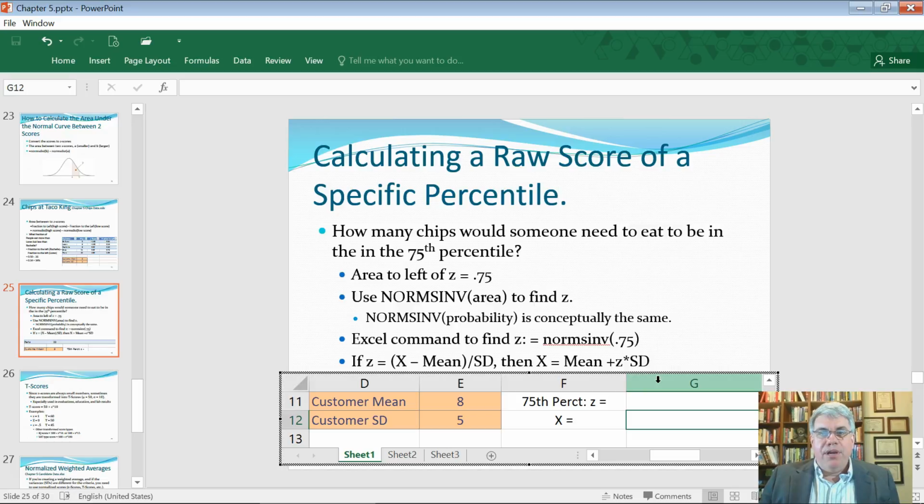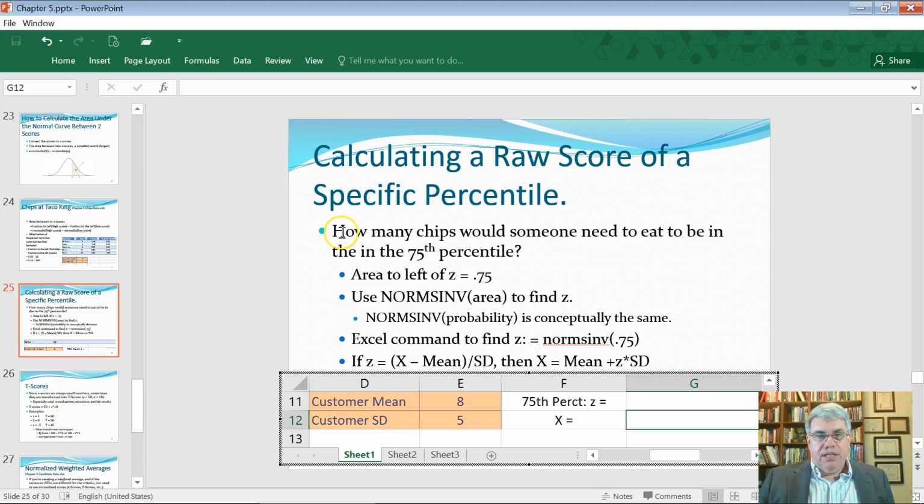Let's look at how we calculate a raw score that corresponds to a specific percentile when we've got a normally distributed variable. For example, let's go back to our chips example, where at this restaurant, the average customer eats 8 chips with a standard deviation of 5. So that means most customers ate between 3 and 13 chips.